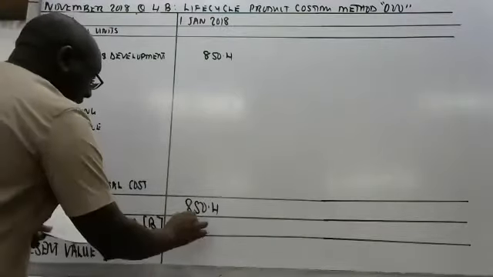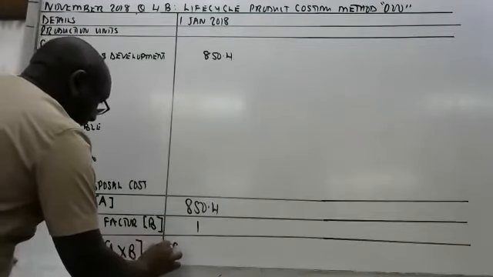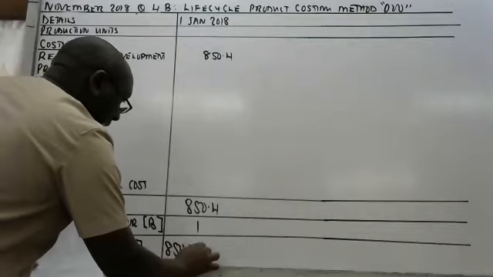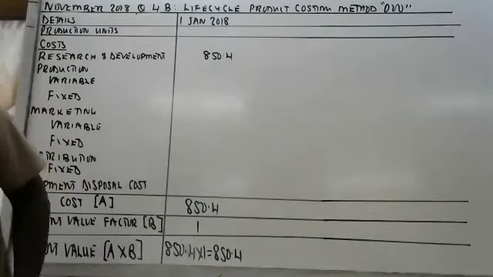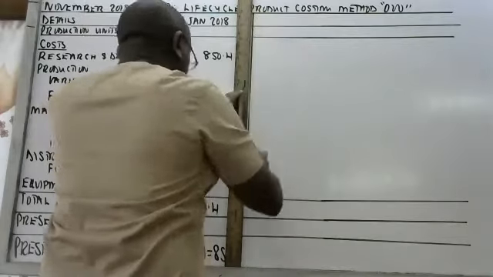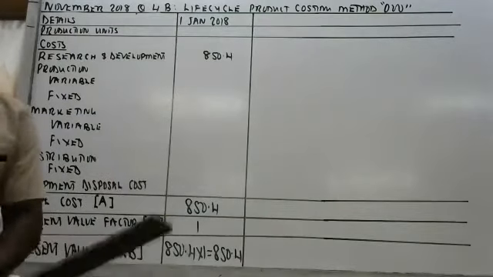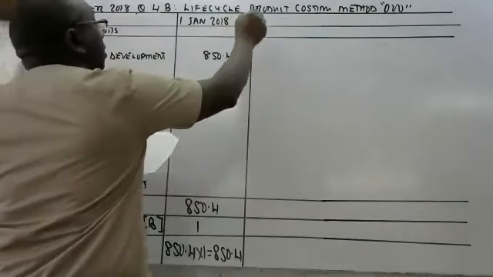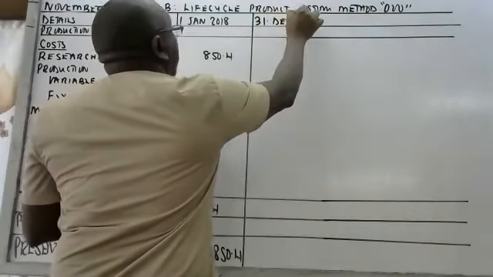Present value is 1. And therefore, 850.4 times 1 is 850.4. So that will be the end of my first year. I go to the second year or the second period, which is the 1st of December 2018.